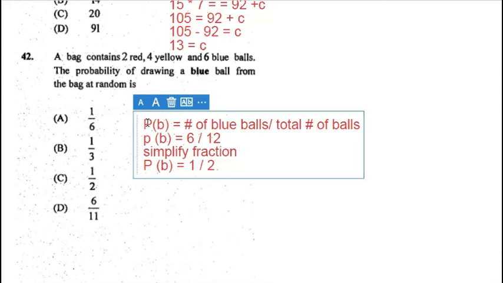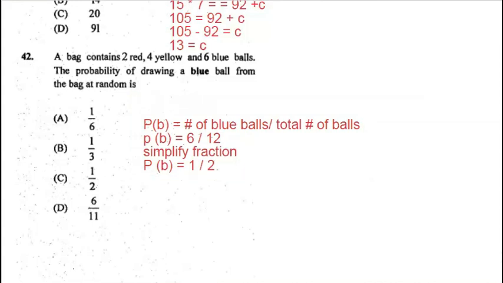And we can simplify this fraction and we'll get a half, as 6 into itself goes 1 time and 6 into 12 goes 2 times. So our answer for 42 is C, and we're moving right along nicely.